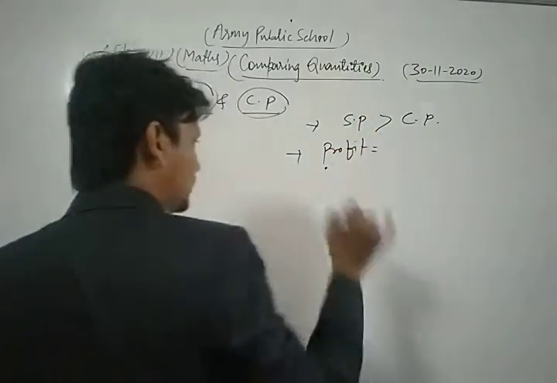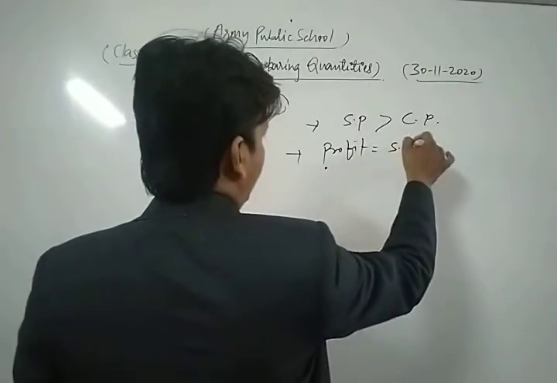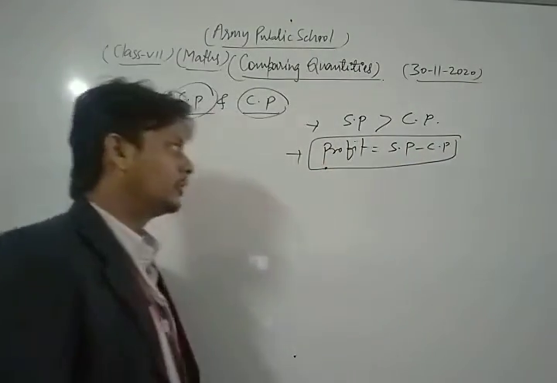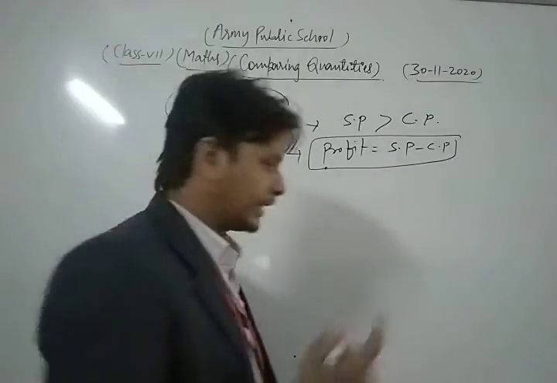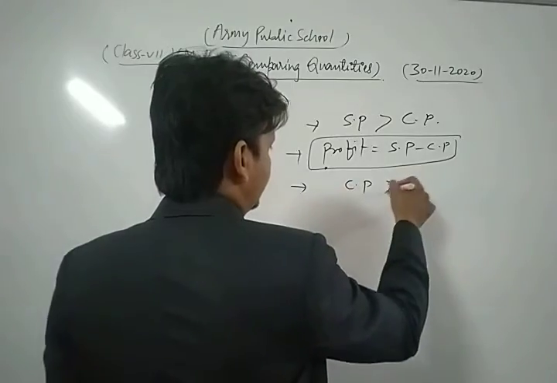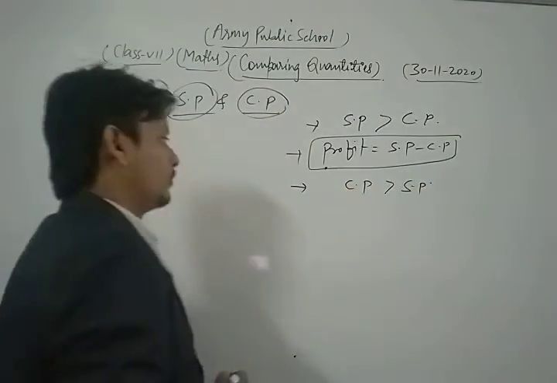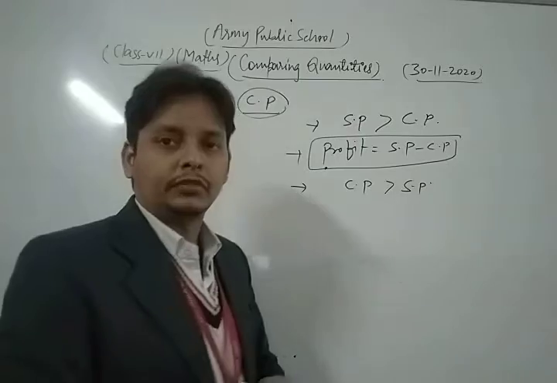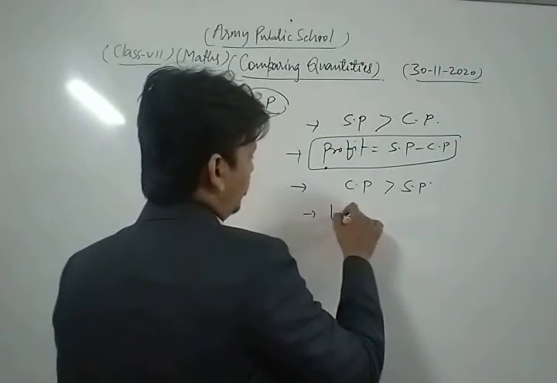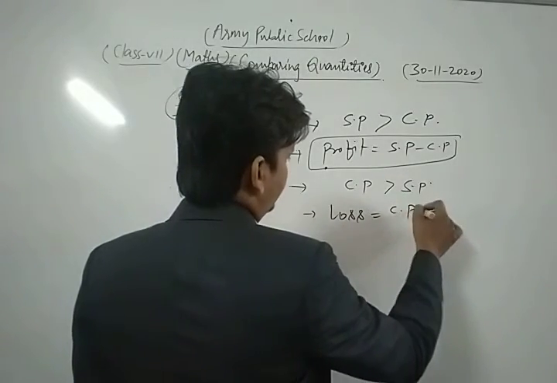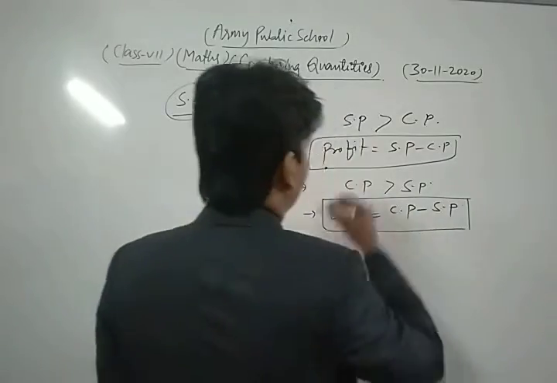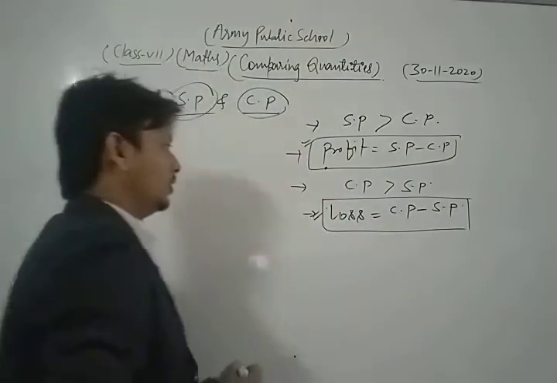Thus, the formula for the profit is selling price minus cost price. This is the simple and general formula for profit. Similarly, the second condition is that if the cost price is greater than the selling price, then in that condition we always get a loss. So the general formula for loss is cost price minus selling price. So dear students, this is the formula for loss and this is the formula for profit.